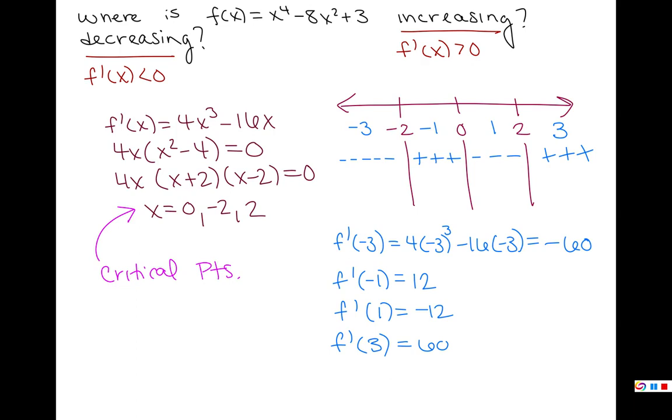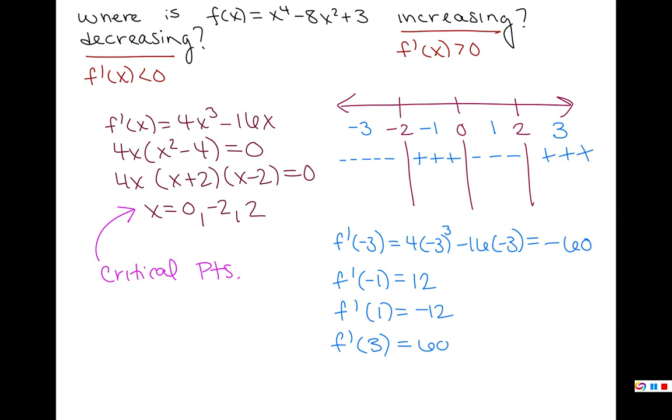So I put plus signs. And then in the next interval, when I put 1 in, I got -12, so negatives. And then finally, when I plugged 3 in, I got 60, a positive number. So I put in those plus signs. So all of this work was step 3. I used test values. I plugged them into my derivative to figure out where the derivative is positive or negative.